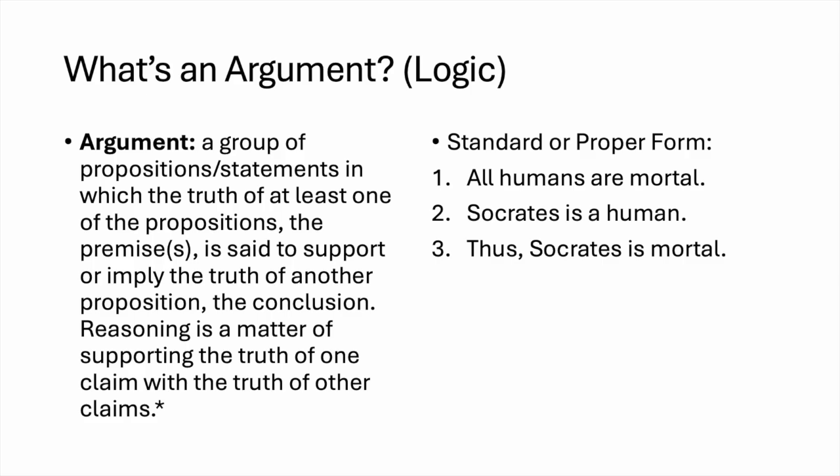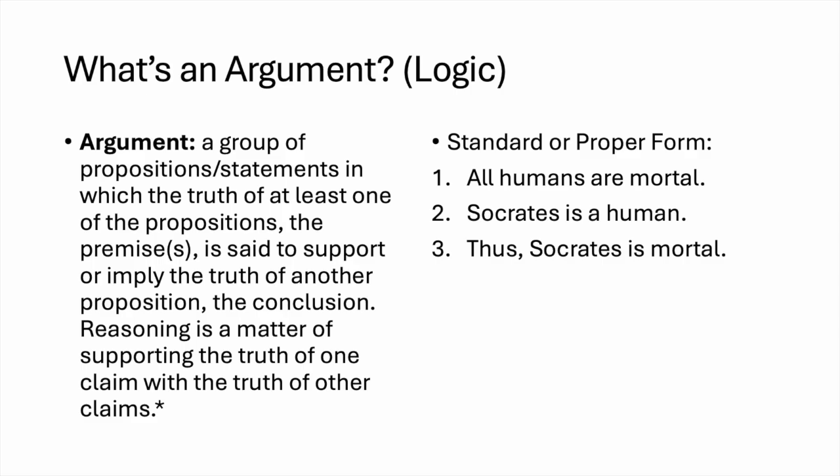But we're going to be talking more about the sorts of arguments that each of those parties would be giving each other, right? And so that's a group of statements or propositions, again, in which the truth of at least one of those propositions, the premise or premises, there's usually more than one, but there has to be one, is said to support or imply the truth of another proposition, the conclusion. And ultimately, there'll only be one final conclusion to an argument. Sometimes you can have very complex arguments where there are different stages in them, and you have sub-conclusions that then form new premises in the argument that lead to a further conclusion, but ultimately they'll just have one conclusion.